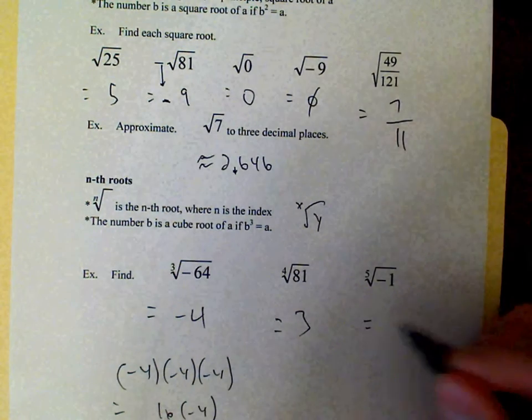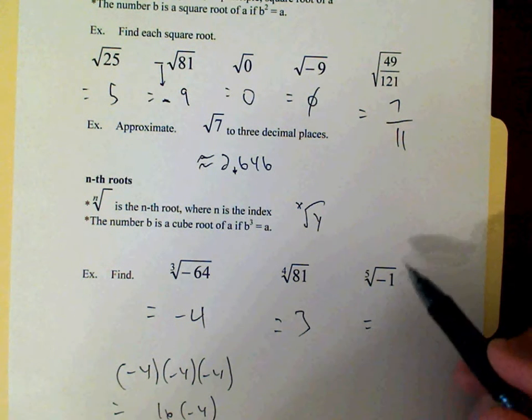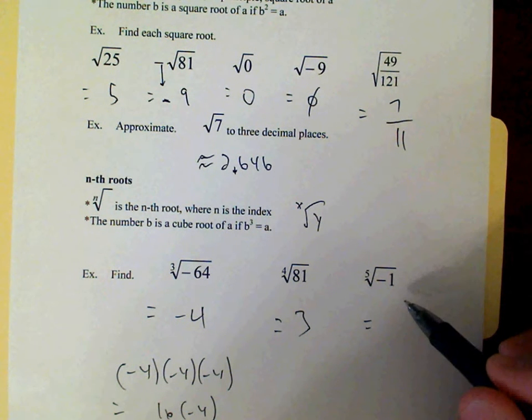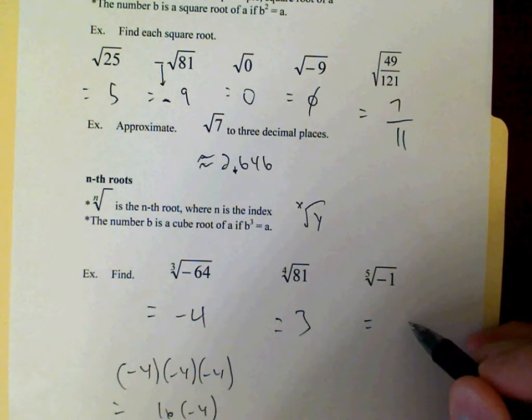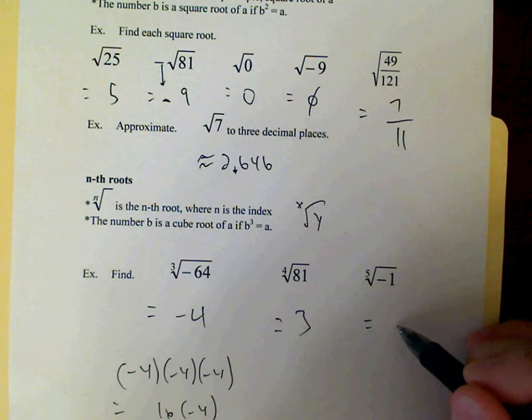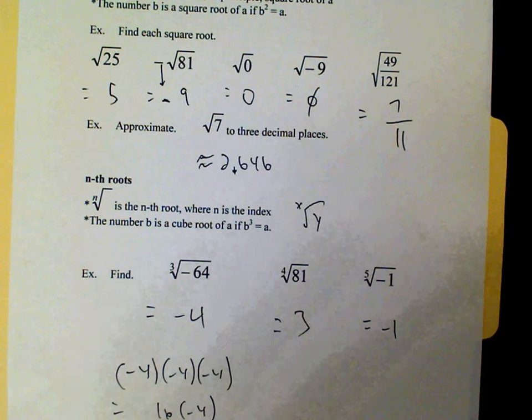Now on this one, when I find the fifth root of negative 1, all I'm going to do is just think what times what 5 times gives me negative 1. Well, I know 1 times itself 5 times is 1, and a negative times itself 5 times is a negative, so the answer is a negative 1. Once again, you can also use your calculator and do what you've got to do.